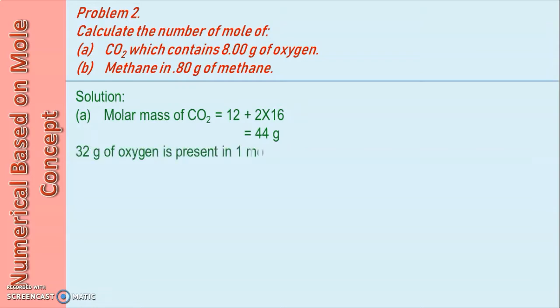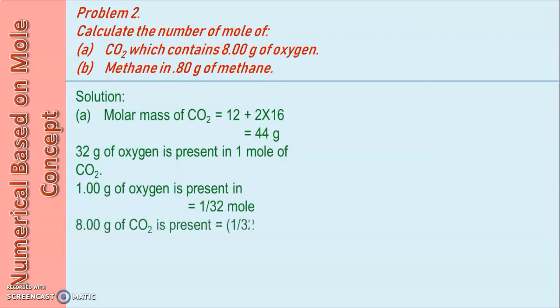32 gram of oxygen is present in 1 mole of carbon dioxide. So 1 gram of oxygen is present in 1 by 32 mole of carbon dioxide. Now you can see 8 gram of oxygen is present in 1 by 32 into 8 mole. That will be equal to 1 by 4 or 0.25 mole of carbon dioxide.